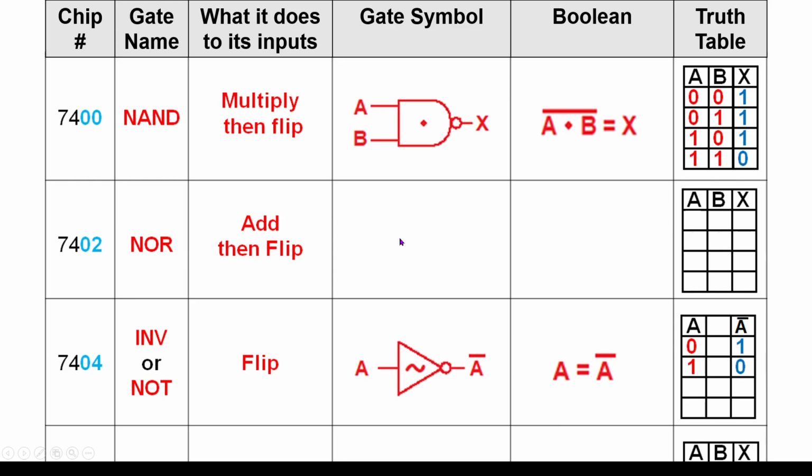The symbol for the NOR gate is exactly the same as the symbol for the OR gate, except that it has a little NOT gate bubble on the output. There it is. It adds first, then whatever answer it gets right here, it flips that over to the opposite answer. The equation for the NOR gate is exactly the same as the equation for the OR gate, but it has this line that says everything is flipped over at the end.